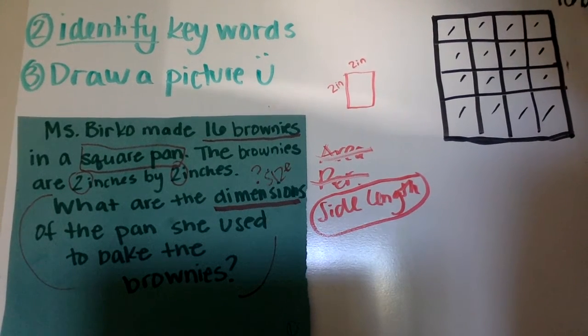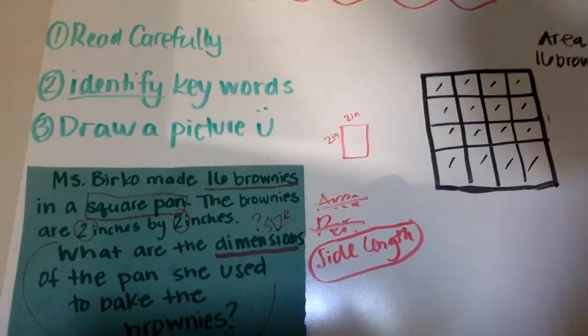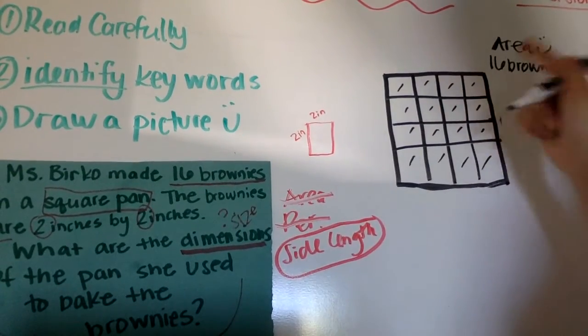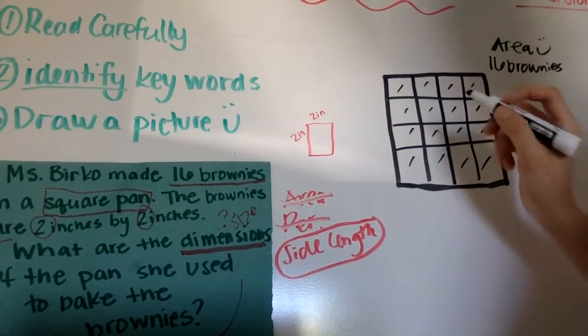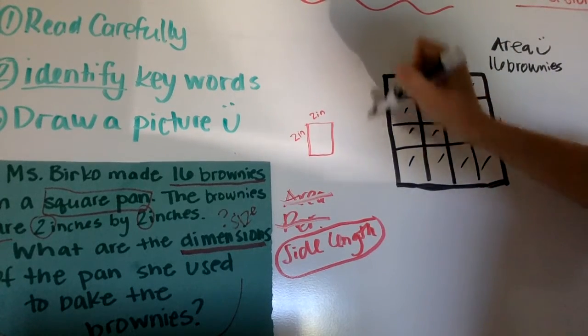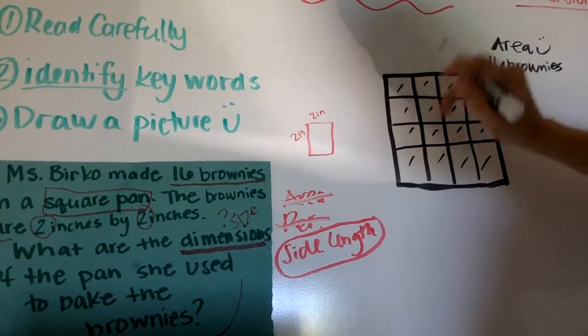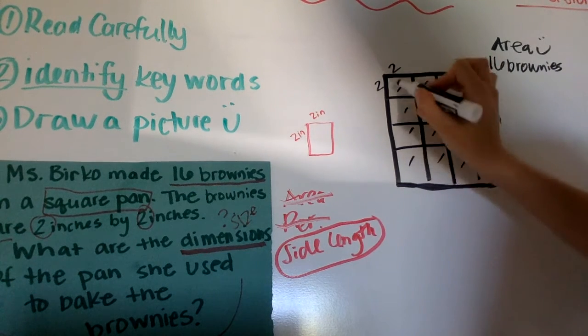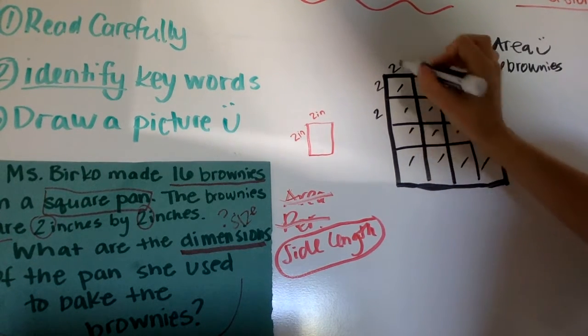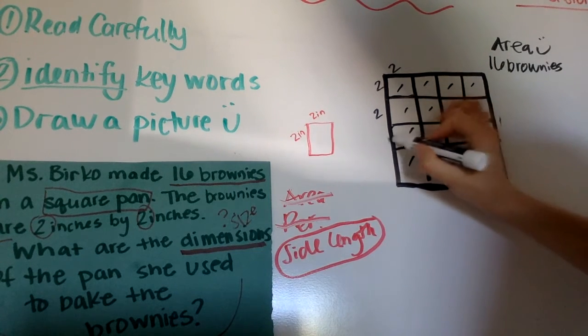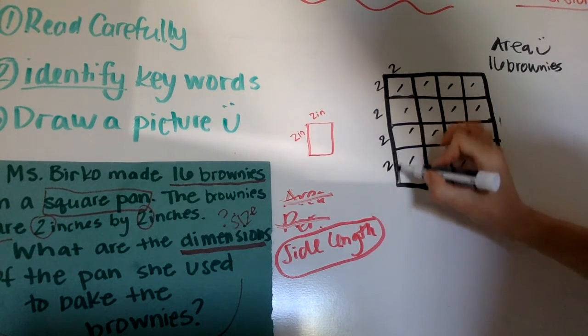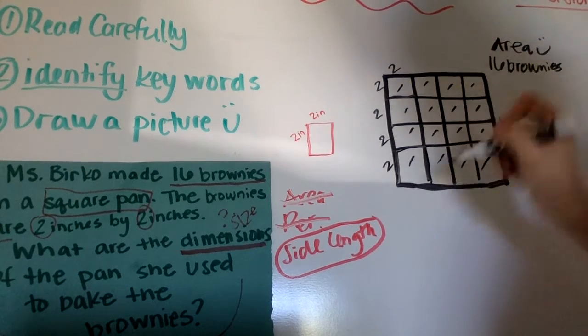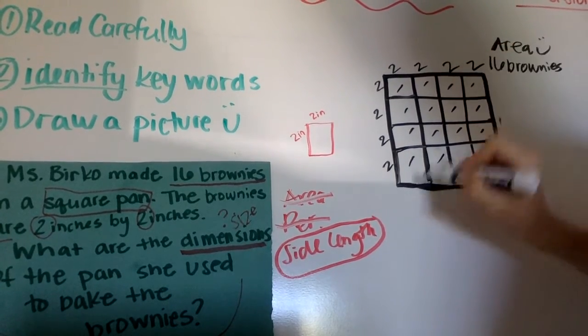16 brownies! I think this is our area, actually. Aha! Cool! Area. There. See? Ta-da! That's our area, 16 brownies. But we need to find out the length of each side. So if one brownie is 2 inches by 2 inches, then this brownie is 2 inches by 2 inches, and this brownie is 2 inches by 2 inches. They're all 2 inches by 2 inches because they're squares.